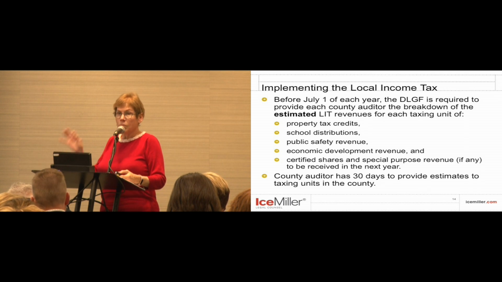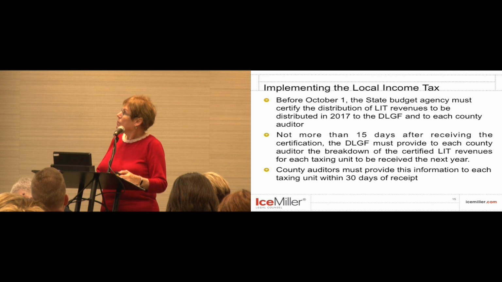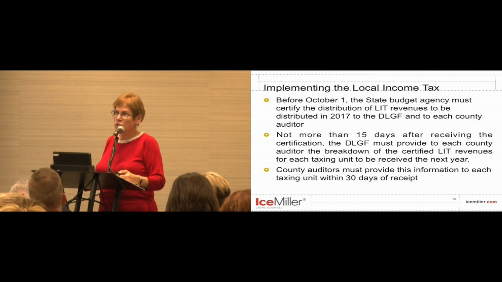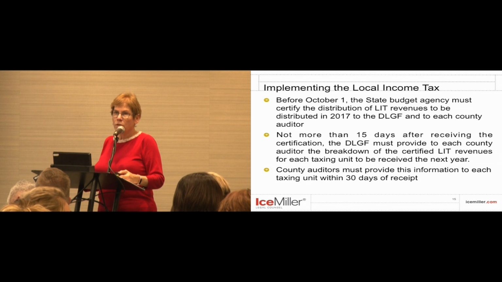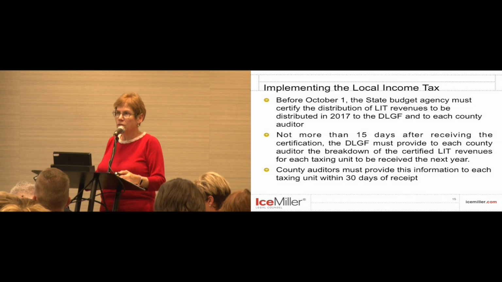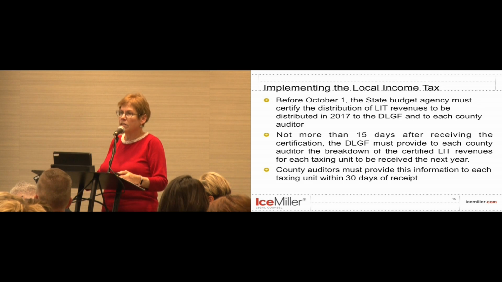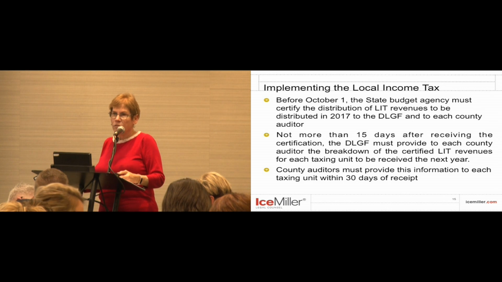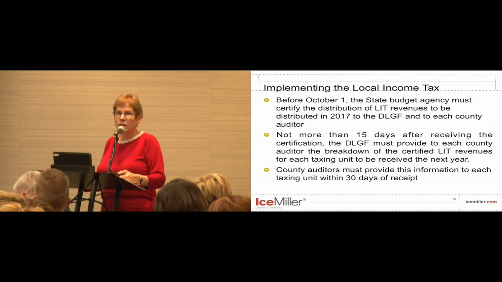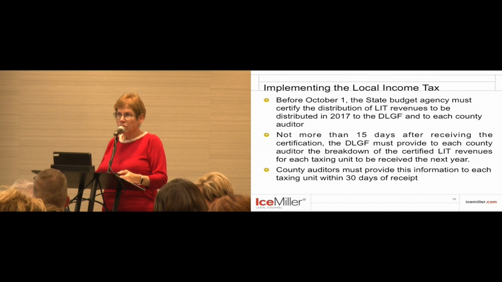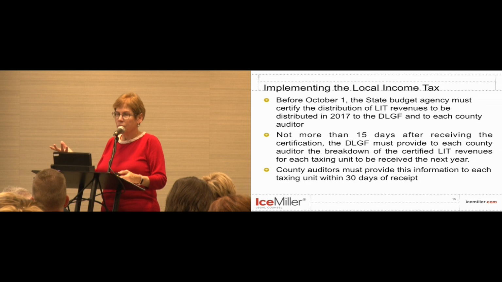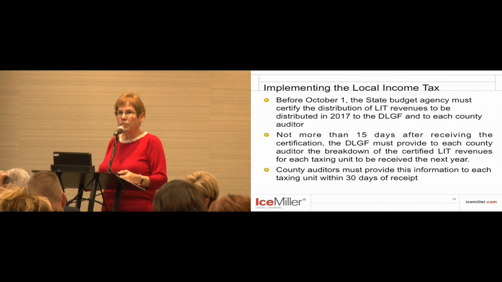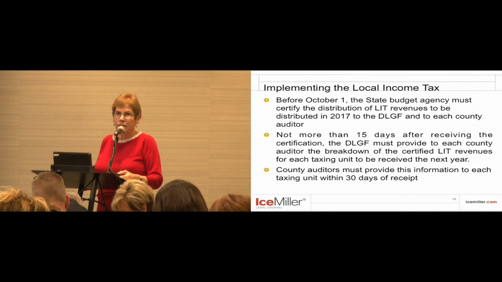Before October 1 of a year, the State Budget Agency is supposed to certify to the DLGF the estimate, or more or less, we promise this is the amount of revenue you're going to receive from income taxes in the next calendar year. And that goes to the DLGF and to the county auditor. And then the county auditor, within 15 days, is required to tell all of the taxing units, okay, here's your final breakdown. Now, the statute has a couple of mechanisms for giving you additional distributions if the state got the numbers too low, and for requiring you to pay back if they gave you too much money.